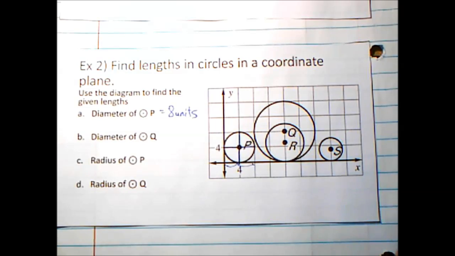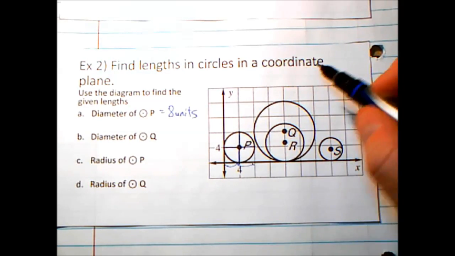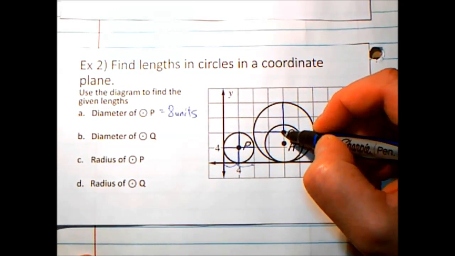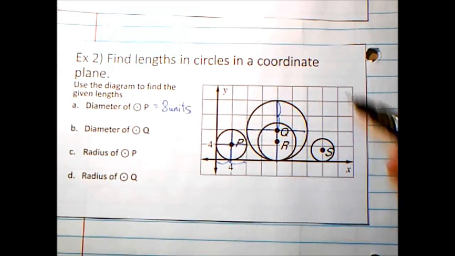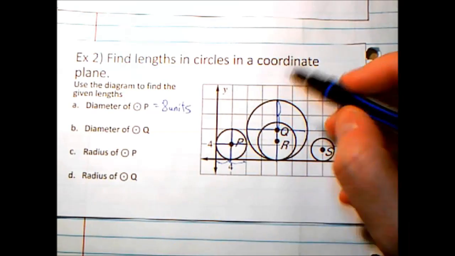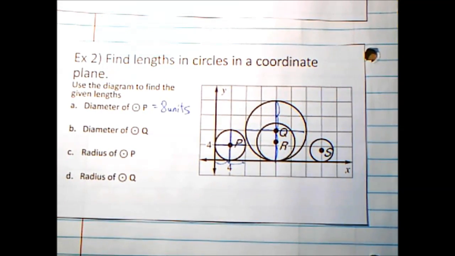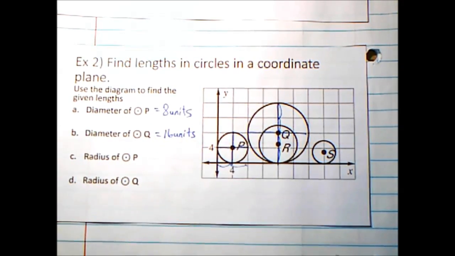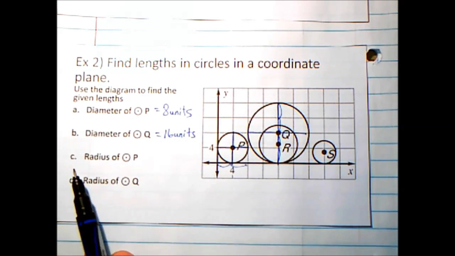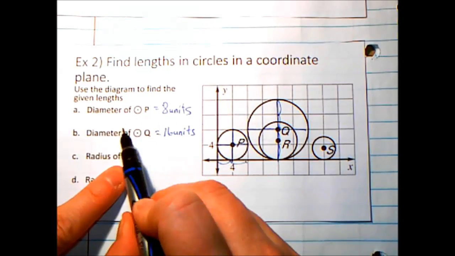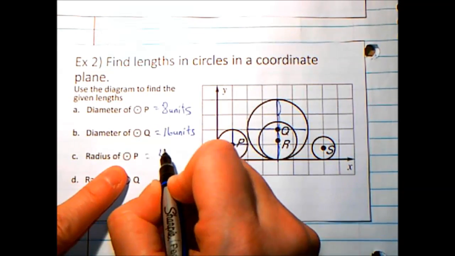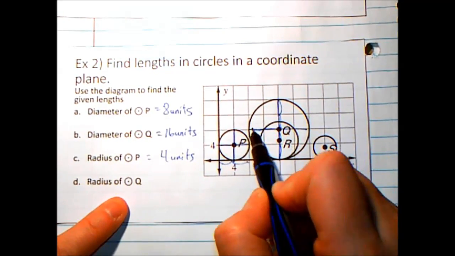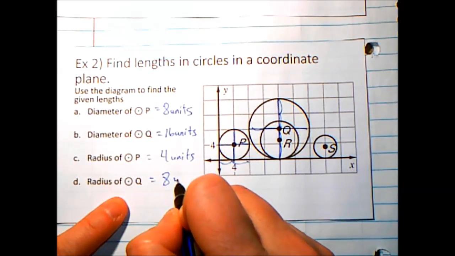Okay, circle Q. If I look at the large circle here, I can go horizontally or vertically, whichever we prefer, but notice this moves 2 units, and the part shown is 8, so going all the way across I'd have to double that, and that means this is actually 16 units. Now on C, it wants to know the radius of P. The radius of P will be half the diameter, or I can just look at it and see that this is 4 units. And then on D, it wants to know the radius of Q. Q is half of 16, or I can count and see that it is 8 units.